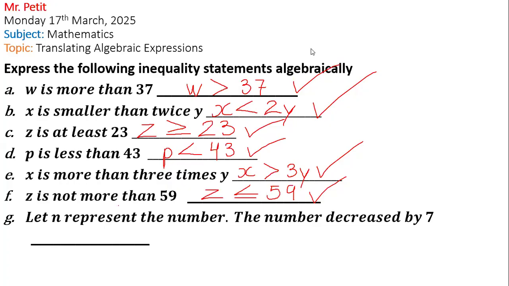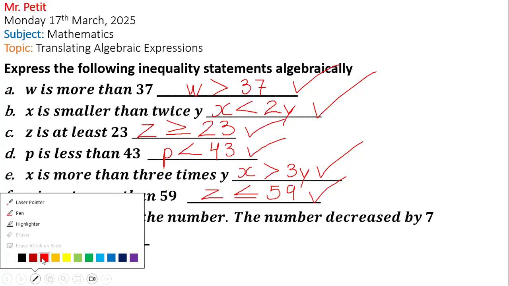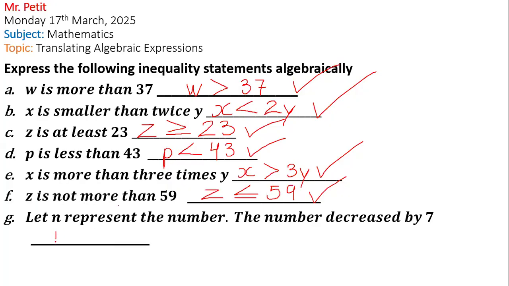Miss Petit, I think it's N minus, no wait, N less than equal to 7. Okay, way to go to be different, Joel. The answer is N minus 7. Decrease means minus. Exactly. Very good. N minus 7.